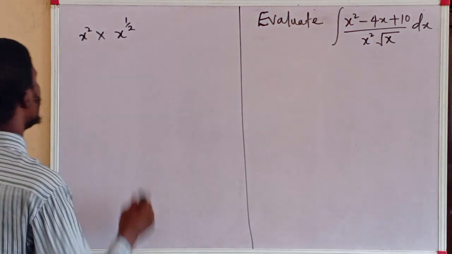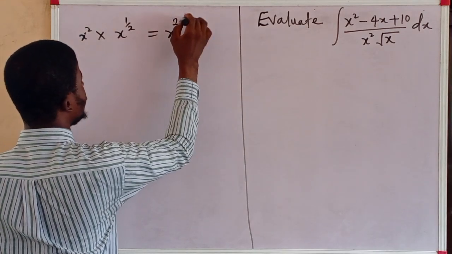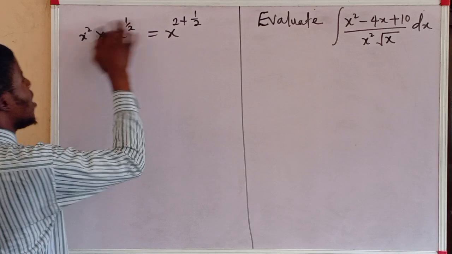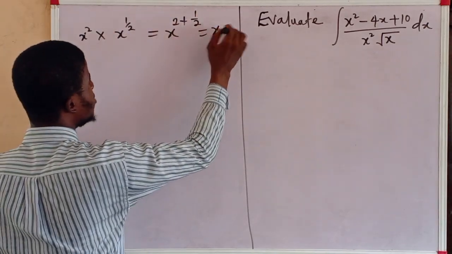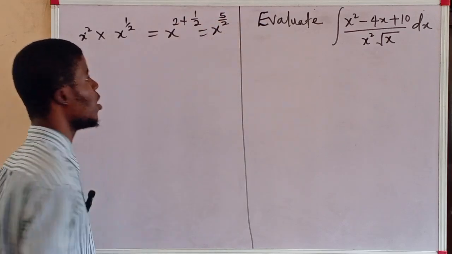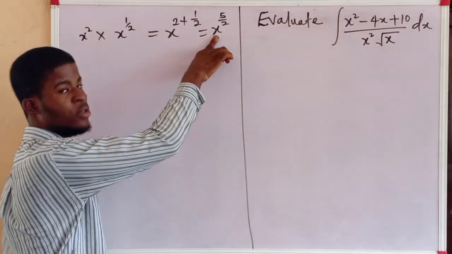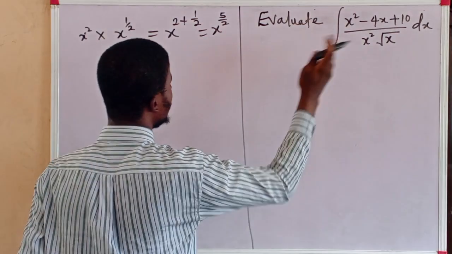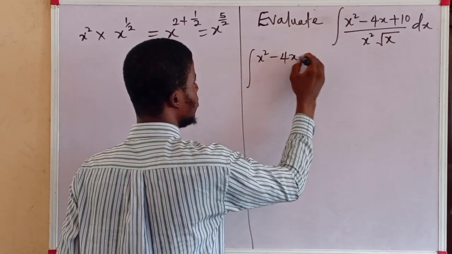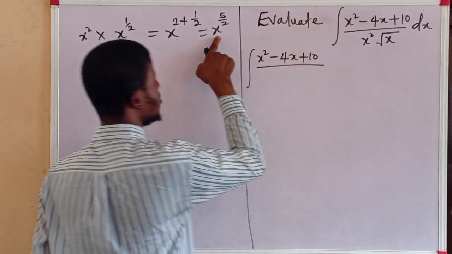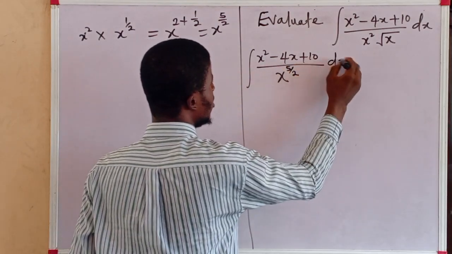So by the law of indices now, they have the same base. So it is x to the power of 2 + 1/2. Alright, I'm adding their powers now. 2 times 2 is 4, plus 1 is 5. So we have x^(5/2). So everything at this denominator is now simplified to this. So I want to rewrite this integral as the integral of (x² - 4x + 10) all divided by x^(5/2) dx.